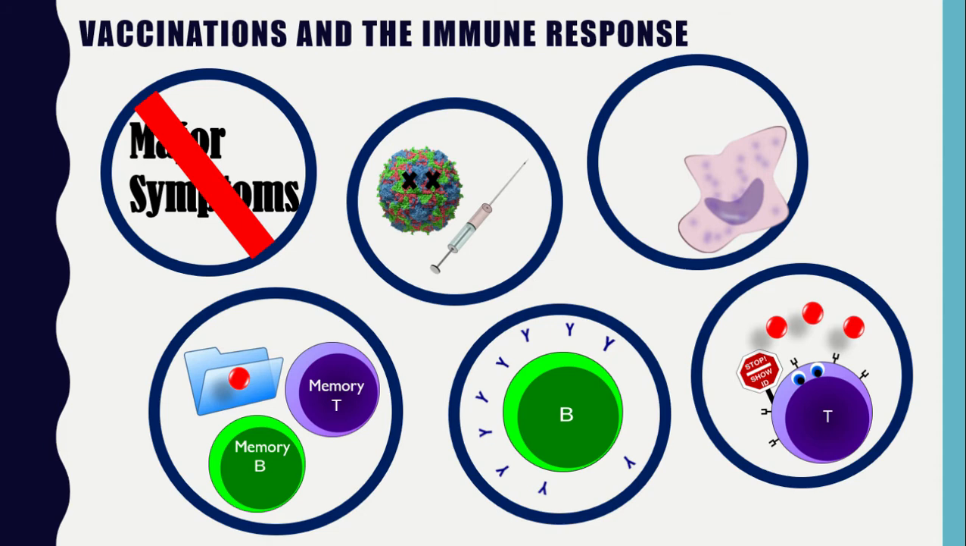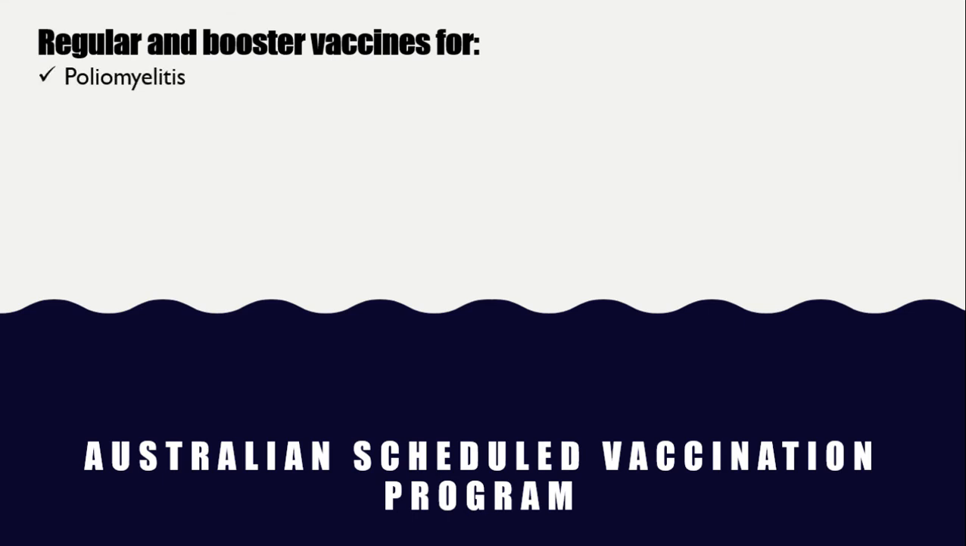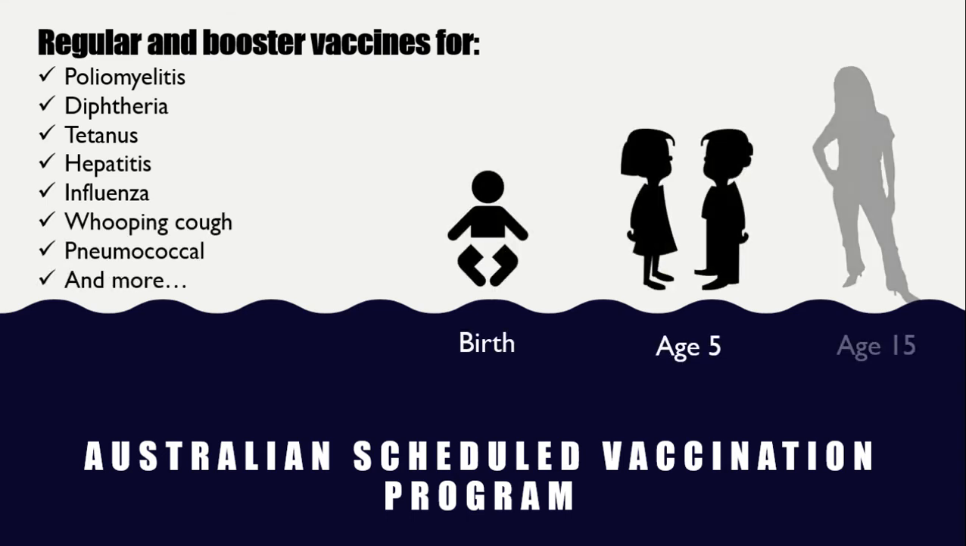Vaccinations utilize this function of the memory cells to prepare the body for an attack by a pathogen at full strength, by exposing it to the same antigen, however, weakened or dead so as to not cause symptoms. In Australia, a scheduled vaccination program is conducted on children as they grow up to maximize immunity to as many diseases as possible. This includes regular vaccines and booster vaccines for poliomyelitis, diphtheria, tetanus, hepatitis, influenza, and many more, at regular stages starting from birth and continuing to age 15.